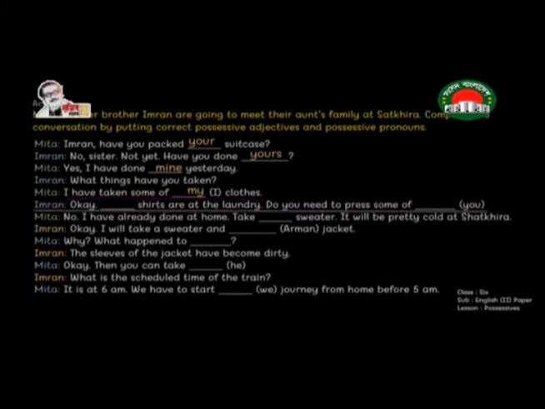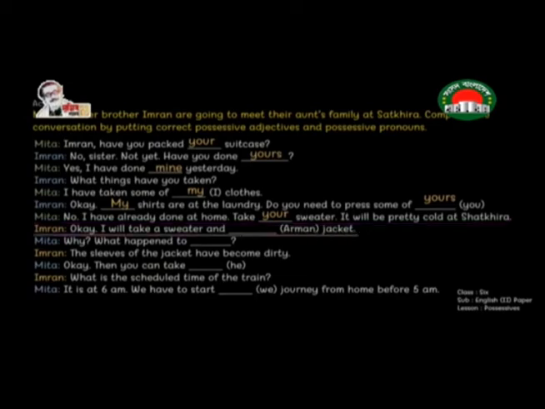Imran is saying, okay, the shirts are at the laundry. So whose shirts? Possessive adjectives. My shirts are at the laundry. Do you need to press some of yours? Exactly. Possessive pronoun. Your shirts. Mita is answering, no, I have already done at home. Take dash sweater. So Mita is saying, take your sweater. Exactly. Possessive adjectives. It will be pretty cold at Satkhira.